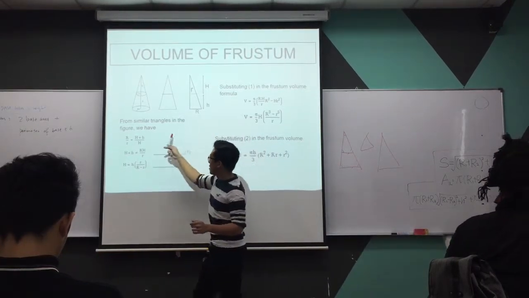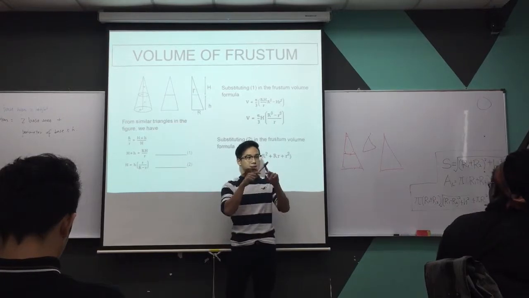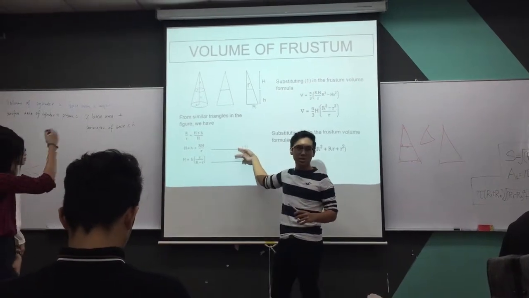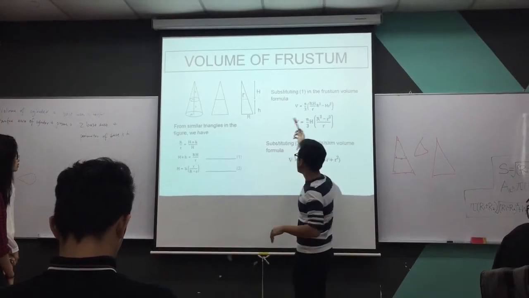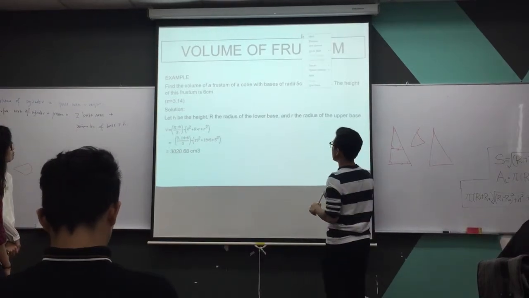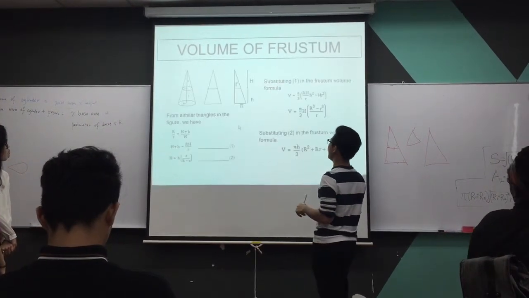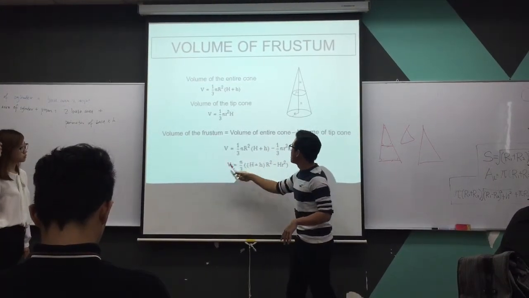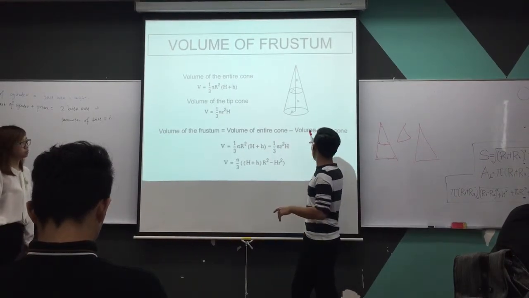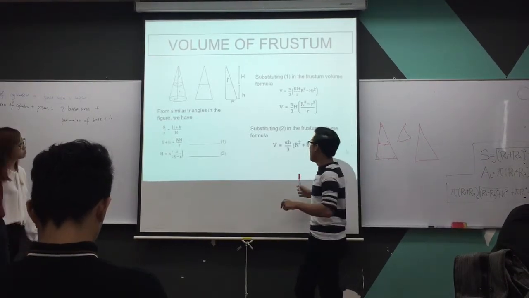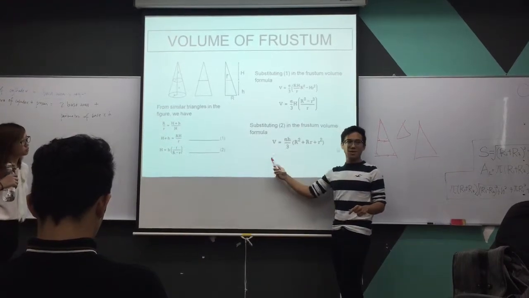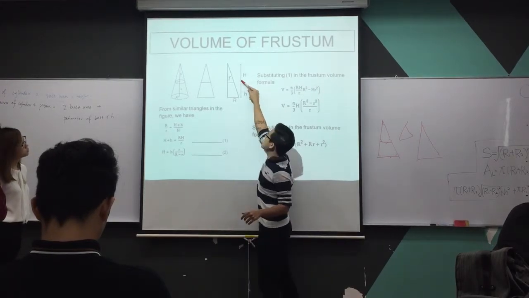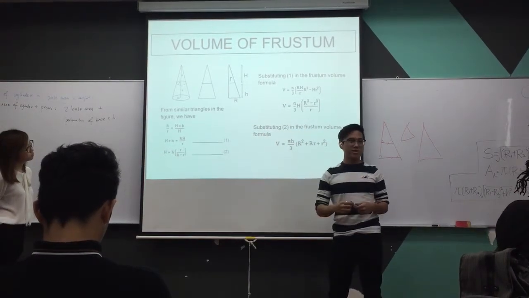So I get this, the ratio of the length of the sides. By arranging this, I get two equations. When I substitute these two equations into this formula, which is the volume of the entire cone deduct the volume of the thick cone, I will get this formula. So by using this formula, I don't need to have this H in order to get the volume of the frustum.